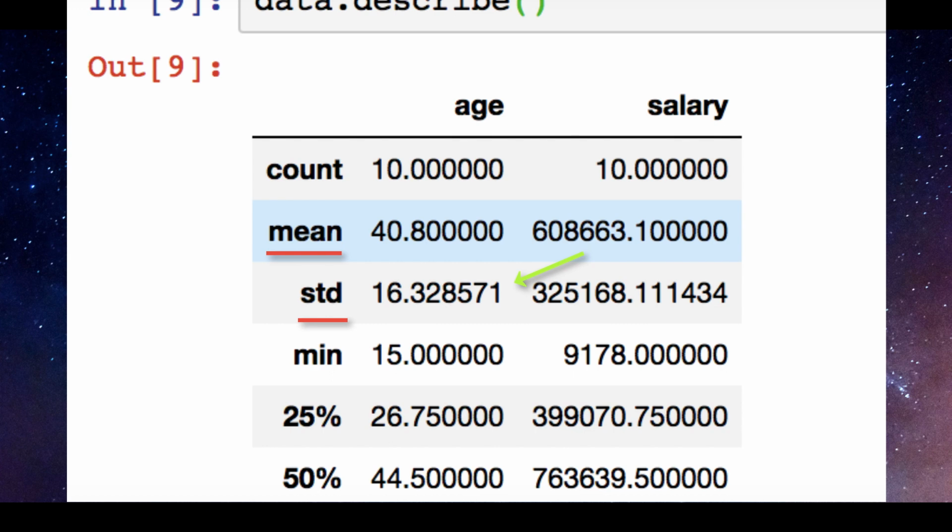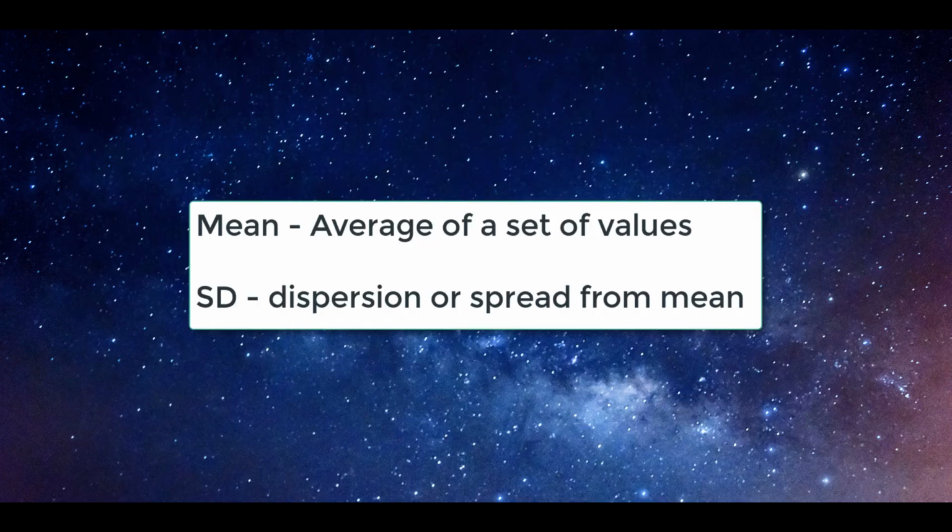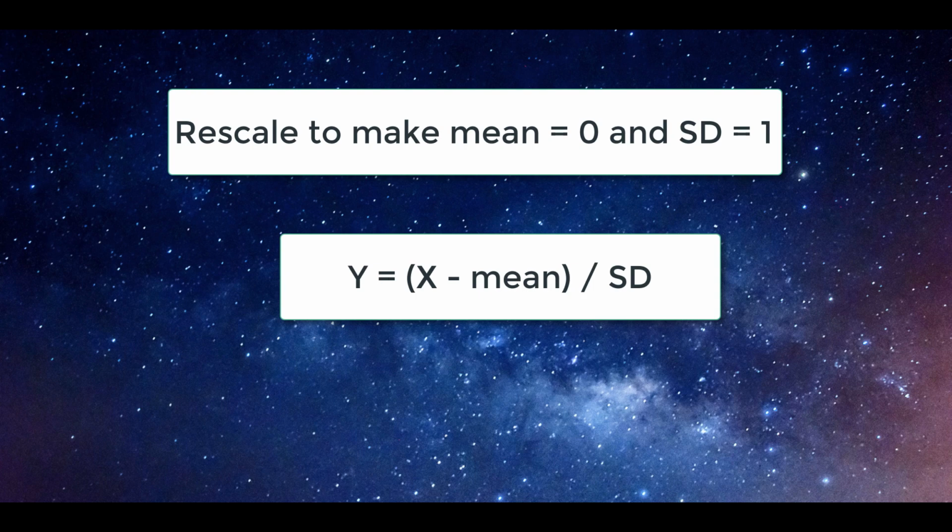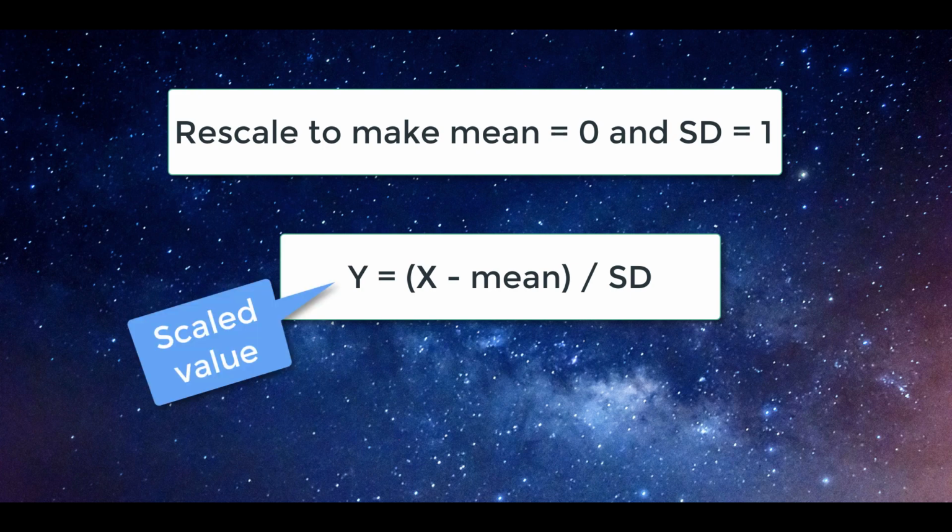column is around 325,000. Mean is nothing but the average of a set of values, whereas standard deviation describes how spread out your data points are from the mean. The goal of this technique is to rescale your dataset such that the mean becomes 0 and the standard deviation becomes 1. Let's take a look at the mathematical representation.